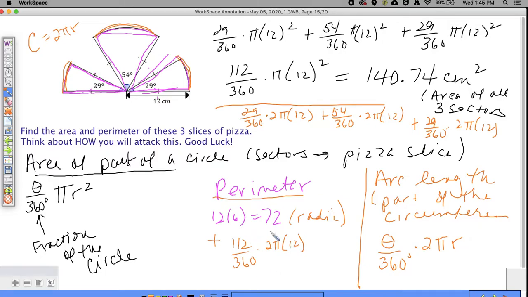And so that would be the 3 arcs. So this is the sum of the 3 arcs right here, plus the 6 radii. So if I do that, 112 divided by 360 times 24 pi, because 2 times 12 is 24, right? I get 23.46. So this right here is equal to 23.46 plus the 72 gives me a total perimeter of 95.46 centimeters. And remember, this is measured in linear units.